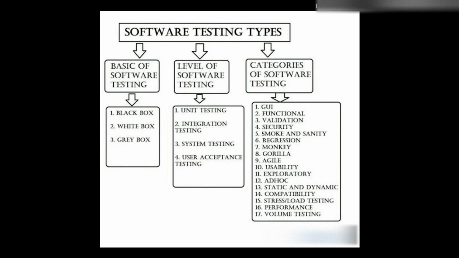What you will learn: different types of software testing. Functional testing: number 1, unit testing; number 2, integration testing; number 3, system testing; number 4, acceptance testing. Non-functional testing: number 1, security testing; number 2, performance testing; number 3, usability testing; number 4, compatibility testing. Other types of testing. Conclusion. Recommended reading.